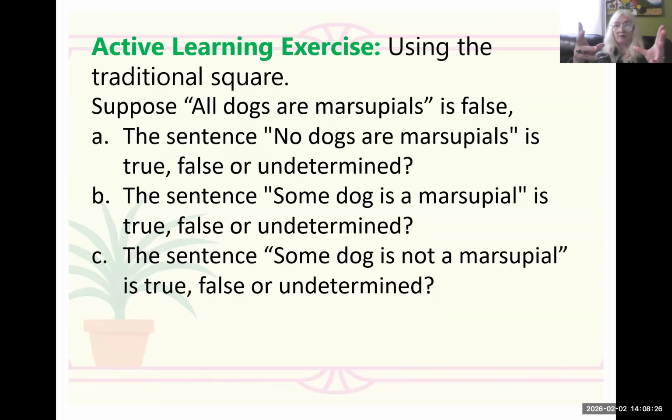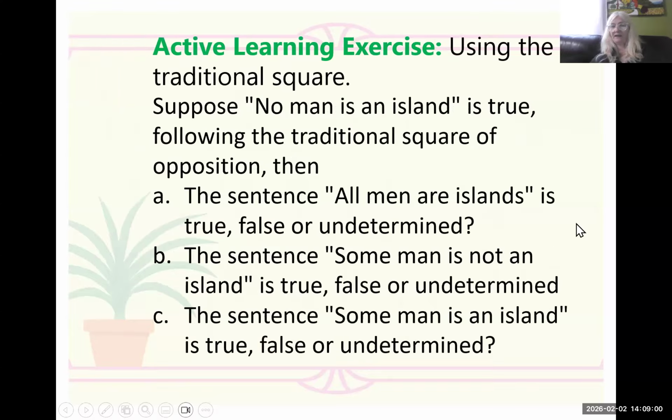Now that you have all of those, you can use a traditional square and run, knowing the value of one of them, you can run it through all of the possible ones. So you can take it, on this one we have an A sentence, "all dogs are marsupials," and we're saying this is false. So an A is false. So then we can run it through and see what the values of our E, our I, and our O are. So what is the value of "no dogs are marsupial"? "Some dog is a marsupial," and "some dog is not a marsupial." Again, I'm just making you run these through the traditional square.